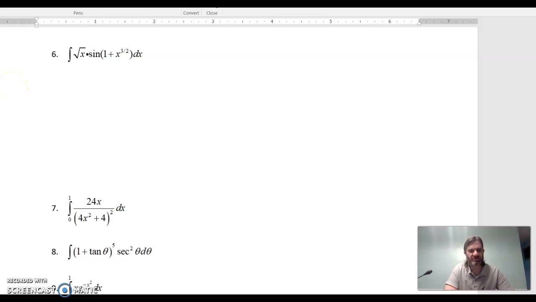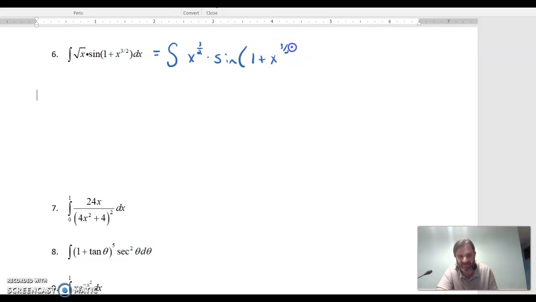Hey, we're here doing some u substitution integration practice, and we're down to number 6. It is integration of the square root of x times the sine of 1 plus x to the 3/2 dx. We don't have to, but anytime I see roots, I like to rewrite them, x to the 1/2, times sine of 1 plus x to the 3/2 dx. So even if you don't rewrite that, you can probably handle the problem.